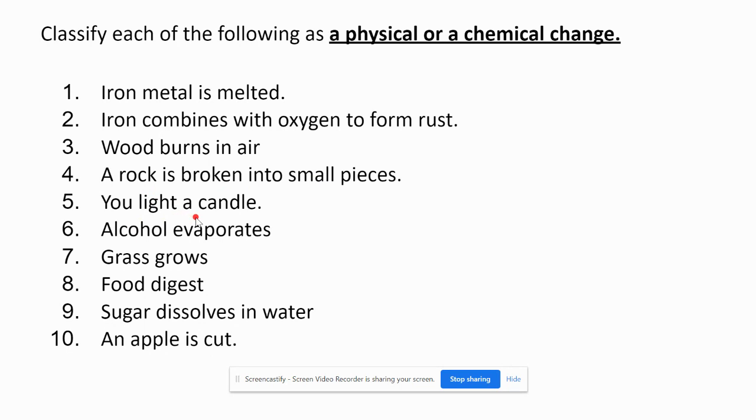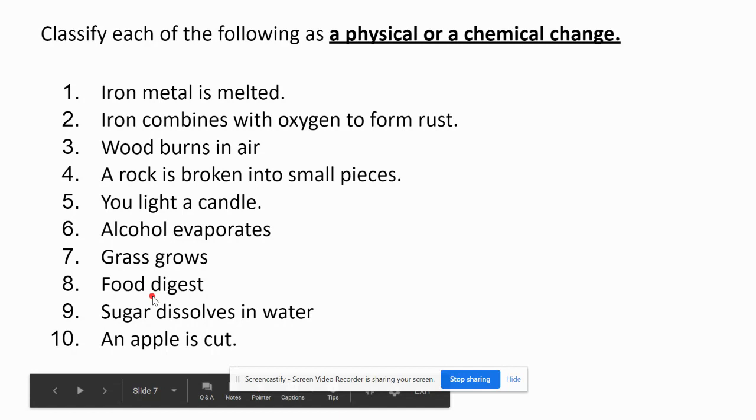You light a candle. That means that the wick has to burn, react with oxygen in the air, and the wax has to burn also. So this is going to be chemical change. Alcohol evaporates. So you're changing from the liquid state to gas state. So this is going to be a physical change. Grass grows. When it grows, I mean, there has to be some photosynthesis going on, right? So this is chemical change.